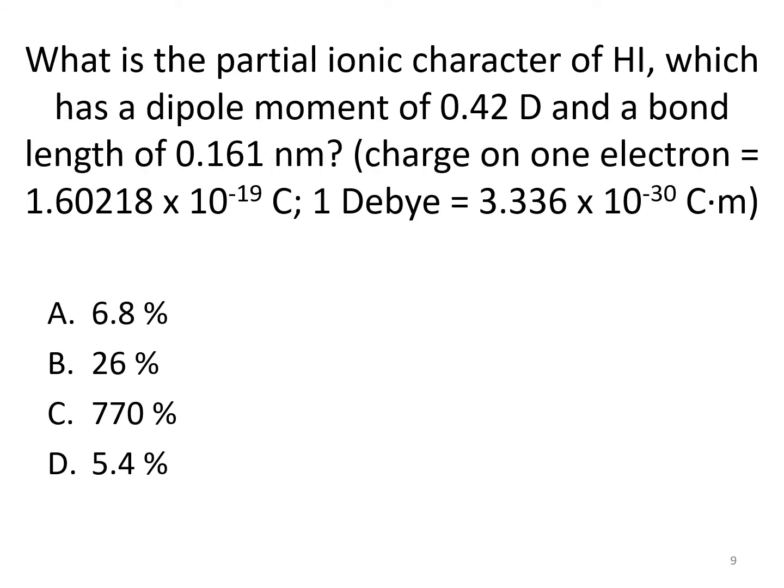What is the partial ionic character of HI, which has a dipole moment of 0.42 debye and a bond length of 0.161 nanometers? The charge on one electron is 1.60218 times 10 to the minus 19 coulombs, and 1 debye is equal to 3.336 times 10 to the minus 30 coulomb meters. Is the answer A, 6.8%, B, 26%, C, 770%, or D, 5.4%?